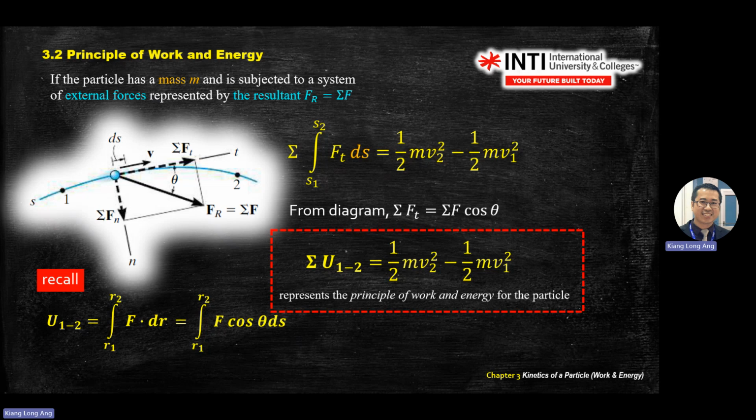Or 1 mark minimum. Then you modify this equation according to the question. If the question gives you position B, then you change this one to B. You change this one to A, for example. You look at the diagram, look at the question. But again, this is the equation for the principle of work and energy.